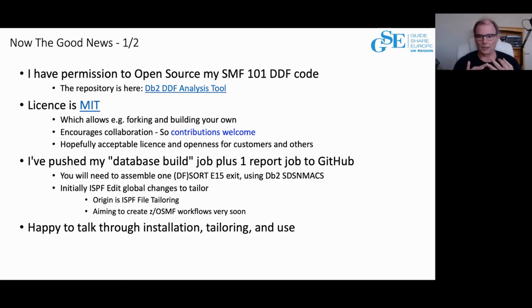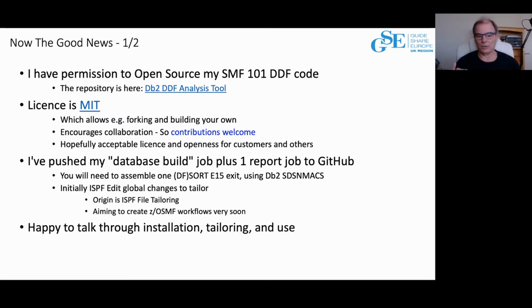So far, and this is actually last weekend's work, I published in that repository the database build job and a sample report job. Now, what you need to do to install this, apart from getting the pieces, is you need to assemble a DFSORT E15 exit. You need to do this on a system where you have the DB2 macro library, SDSNMACS. To actually use it right now, I'm afraid it's a case of get out and get under with ISPF edit and make some global changes. But I've documented what the variables that need changing are in that. So hopefully that's not too difficult.